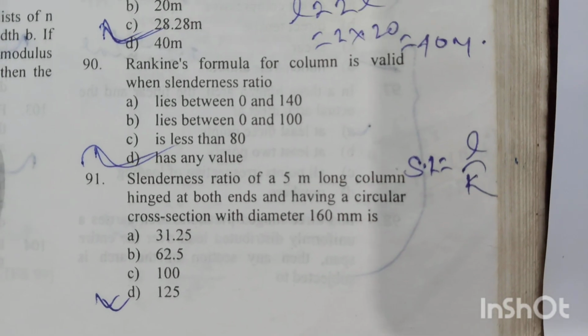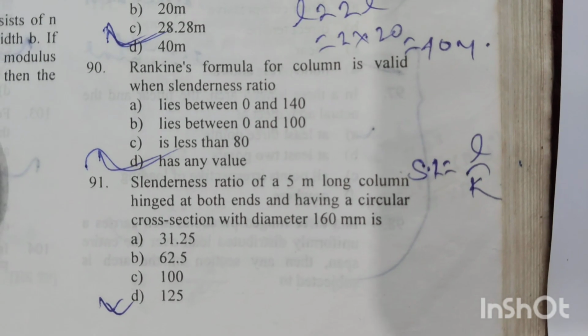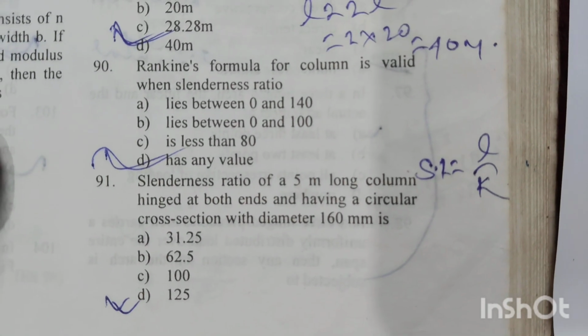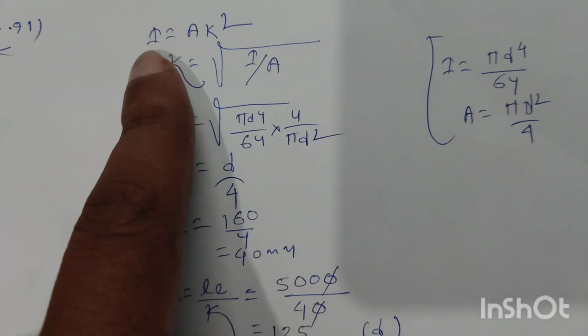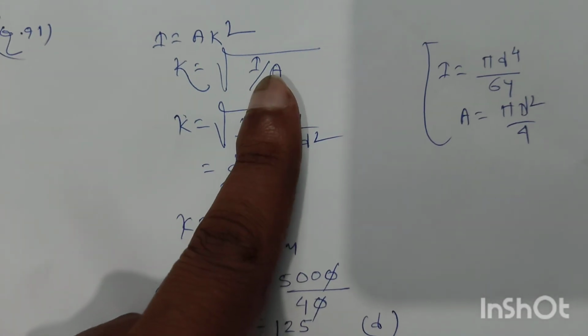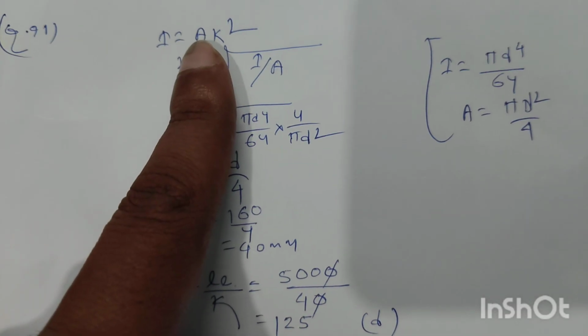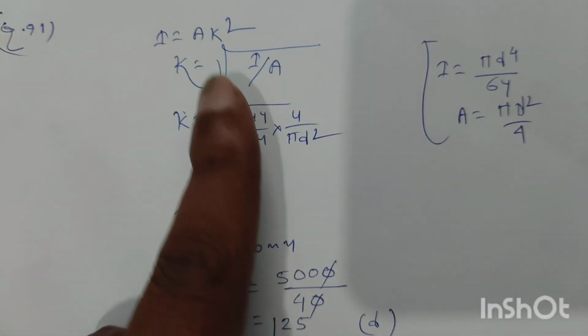Slenderness ratio of a 5 meter long column hinged at both ends and having a circular cross section with diameter 160 mm is. We know the formula I equal to A K square. I is the moment of inertia of the column section, A is the area of the section, and K is the radius of gyration of the section.